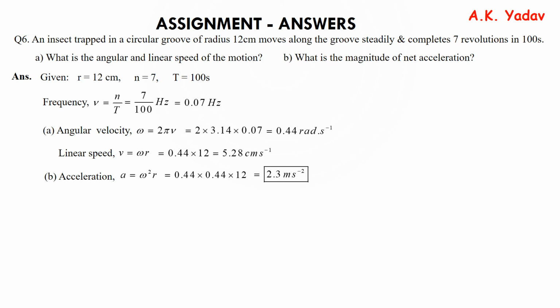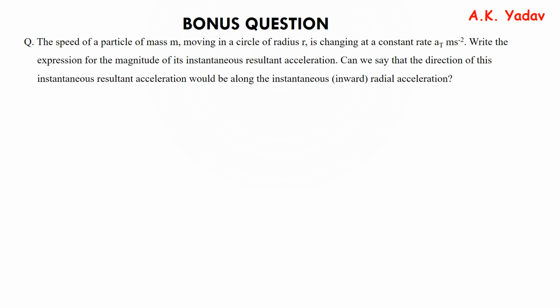meter per second square. Now the bonus question for you. The speed of a particle of mass m moving in a circle of radius r is changing at a constant rate of 80 meter per second square. Write the expression for the magnitude of its instantaneous resultant acceleration. Can we say that the direction of this instantaneous resultant acceleration would be along the instantaneous radial acceleration?